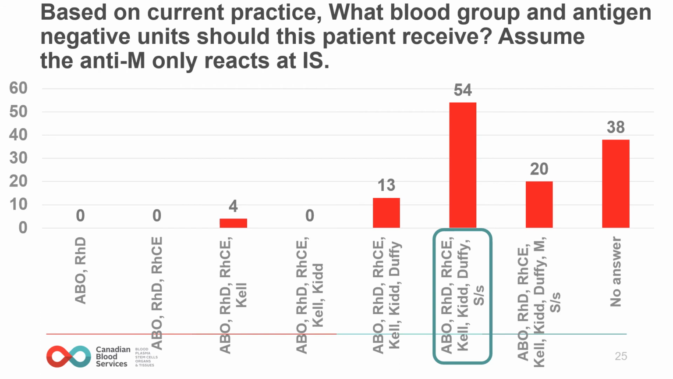Based on the current practice, what blood group and antigen-negative units should this patient receive, assuming that the anti-M only reacts at immediate spin? The correct answer is that we have to match for ABO, RHD, RHCE, Cw, KIDD, Duffy, Big S, and Little S. 54% of participants actually got this right. 20% of participants included the M, but anti-M only reacts at immediate spin.